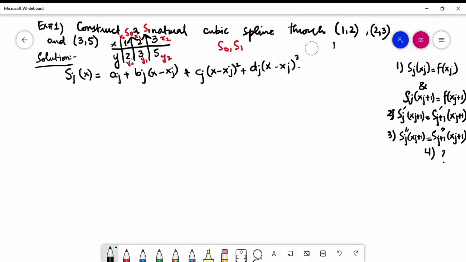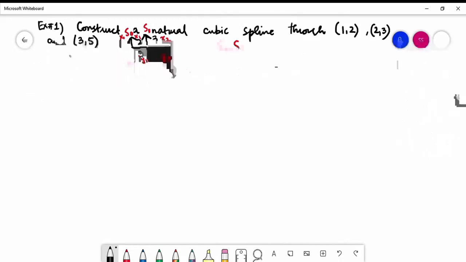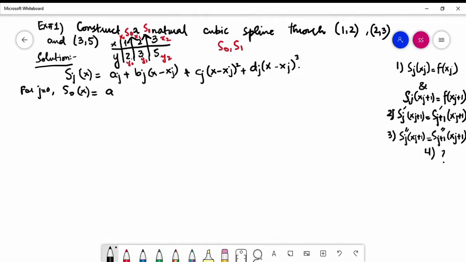So if j is equal to 0, then S0 of x is equal to A0 plus B0 (x minus x0) plus C0 (x minus x0) square plus D0 (x minus x0) cube. Okay, now replace this x0 here and here and here. So x0 is 1: x minus 1, x minus 1 and x minus 1.